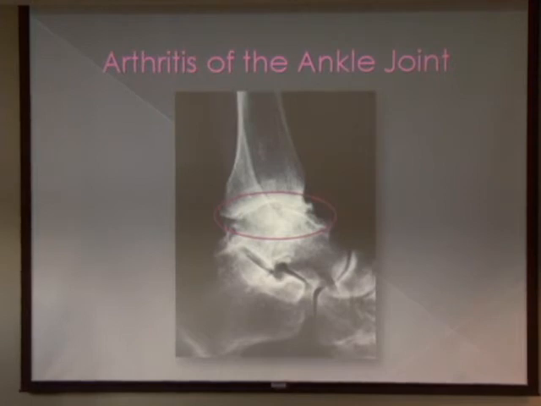Arthritis. Arthritis comes in many forms. Traumatic arthritis, osteoarthritis, rheumatoid arthritis. Arthritis is not a cure. There's no cure for arthritis as of yet. There are various treatment regimes for arthritis.